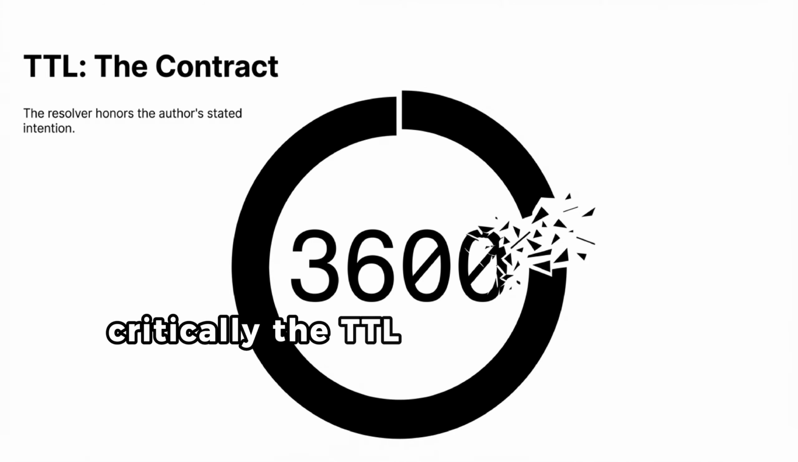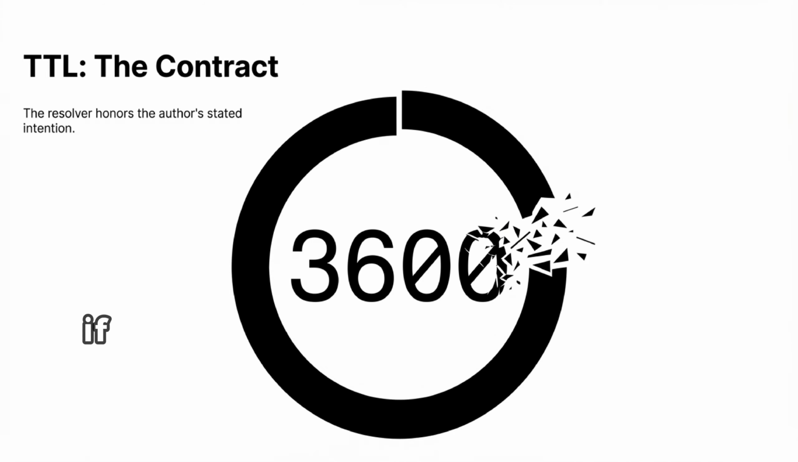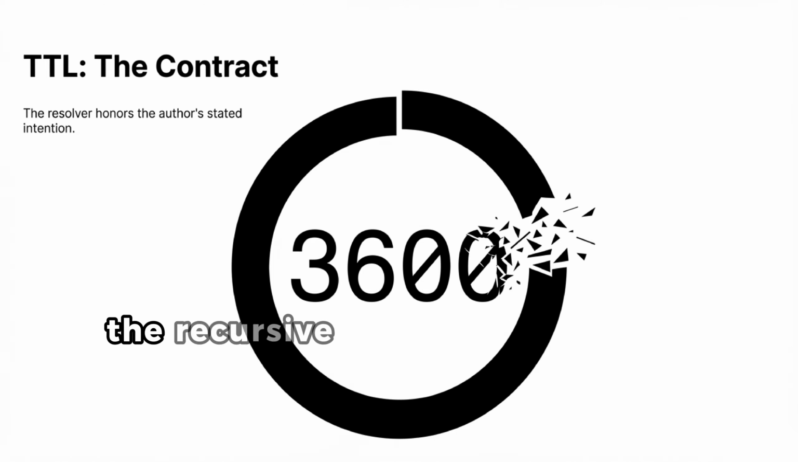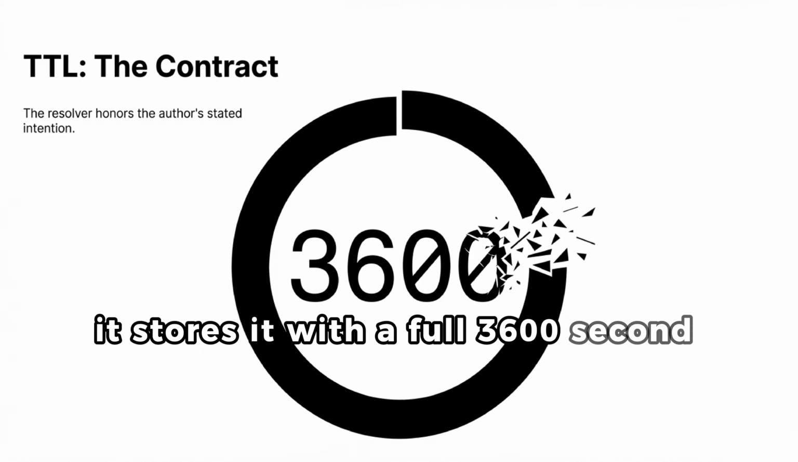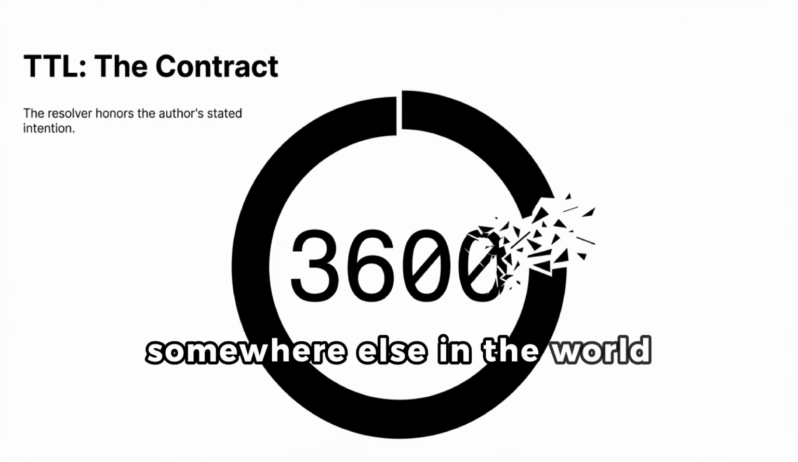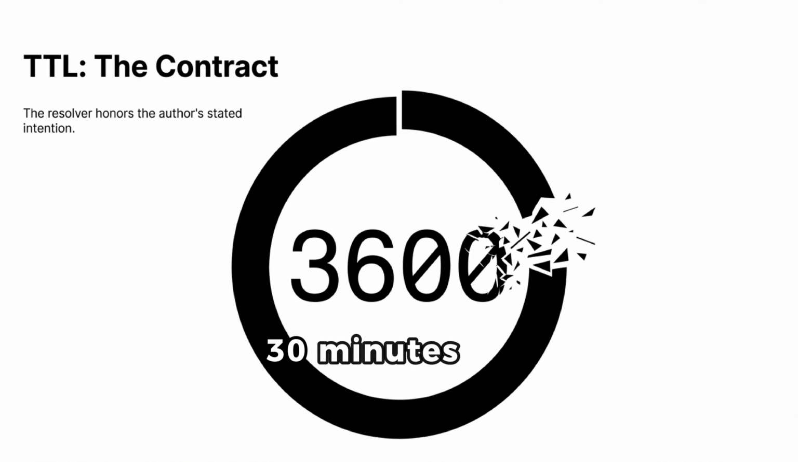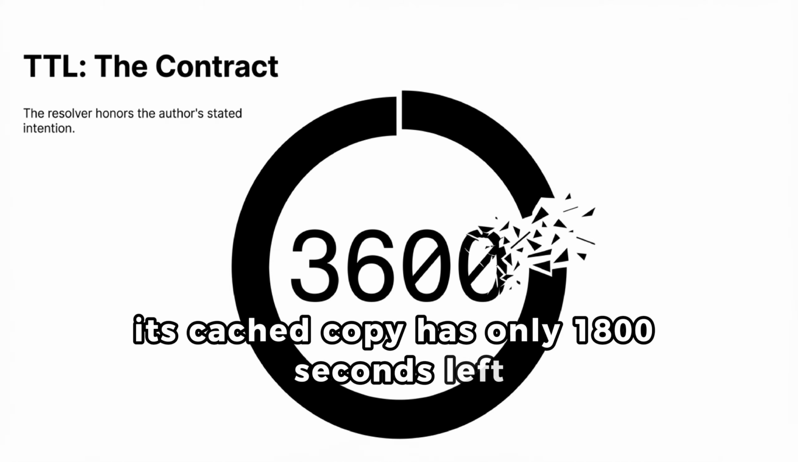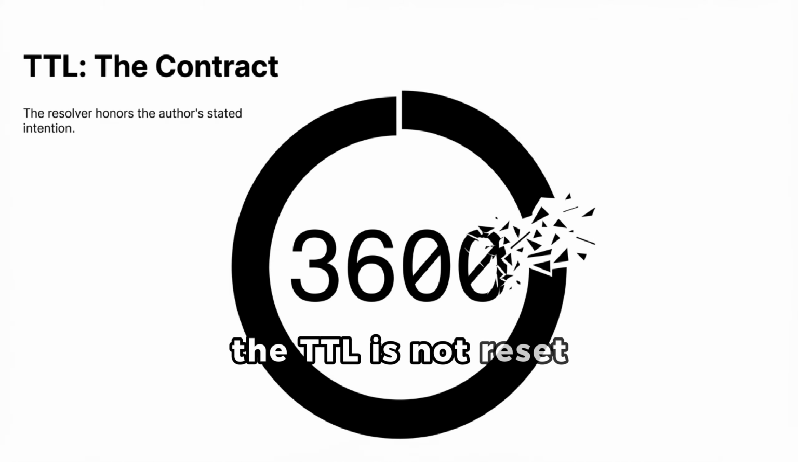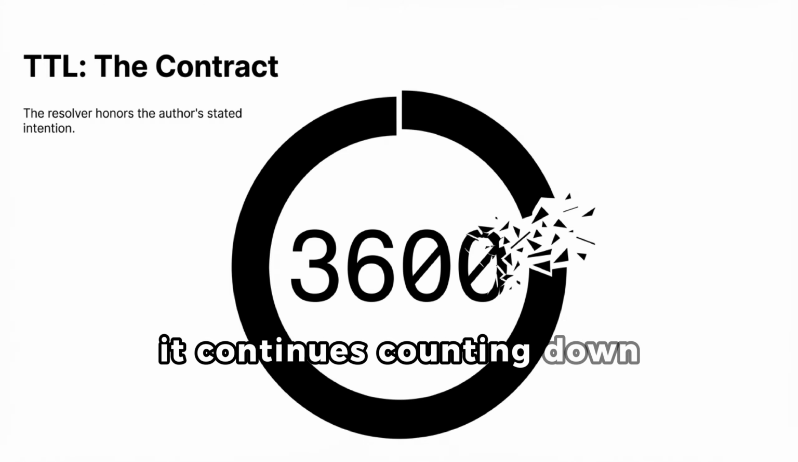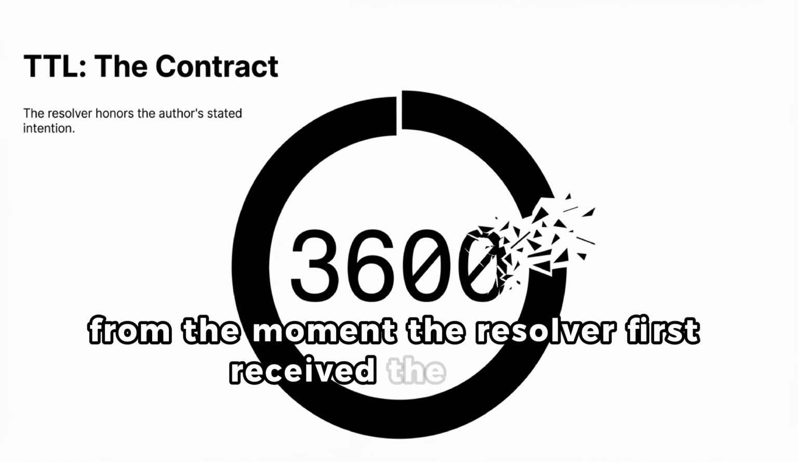Critically, the TTL counts down in real time. If the authoritative server sets a TTL of 3600 and the recursive resolver caches the record, it stores it with a full 3600-second lifetime. If another recursive resolver, somewhere else in the world, fetched the same record 30 minutes ago, its cached copy has only 1800 seconds left. The TTL is not reset when a resolver serves a cached answer to a client. It continues counting down from the moment the resolver first received the record.